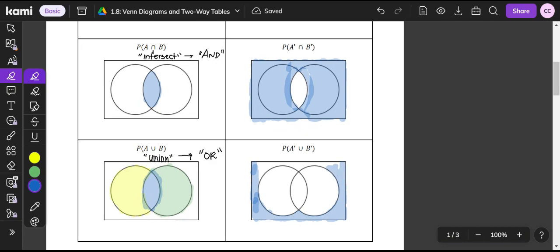All the way around the outside of the circles. Like that.